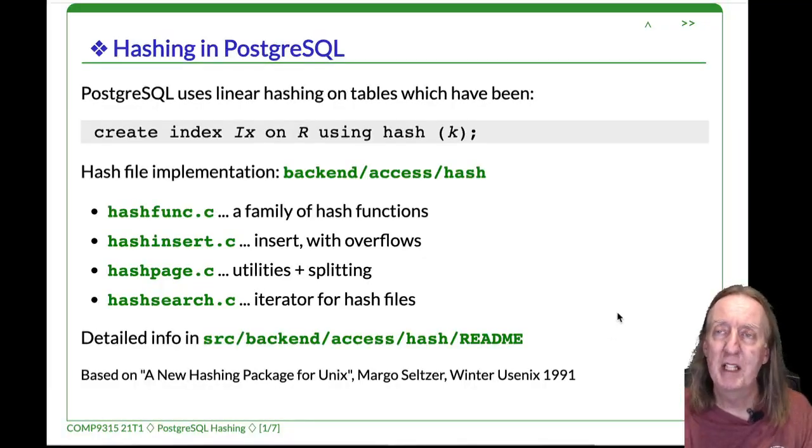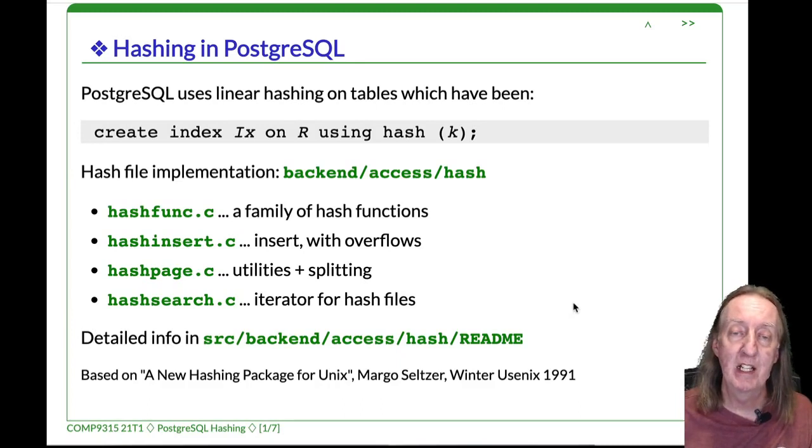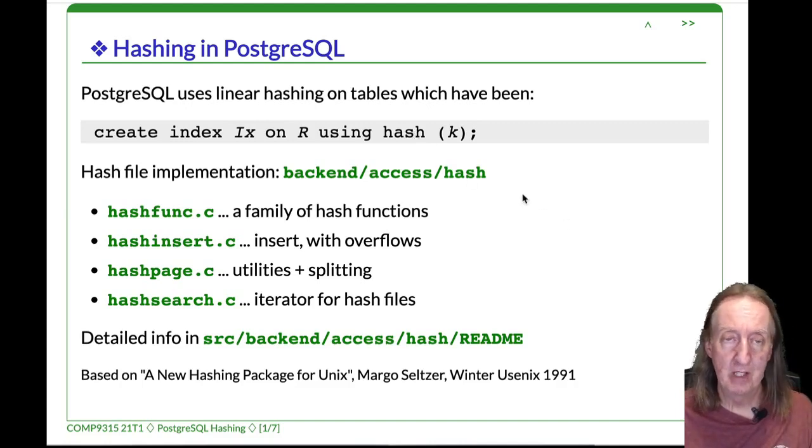Okay, well, we've talked about linear hashing in another video. That was linear hashing in general. And now I want to have a quick look at PostgreSQL's implementation of linear hashing, which is a little bit unusual. But anyway, how do you get a linear hashed file in Postgres? Well, you create an index on the file. And this is the kind of index you want to create, and essentially that creates a hash table or a hashed file.